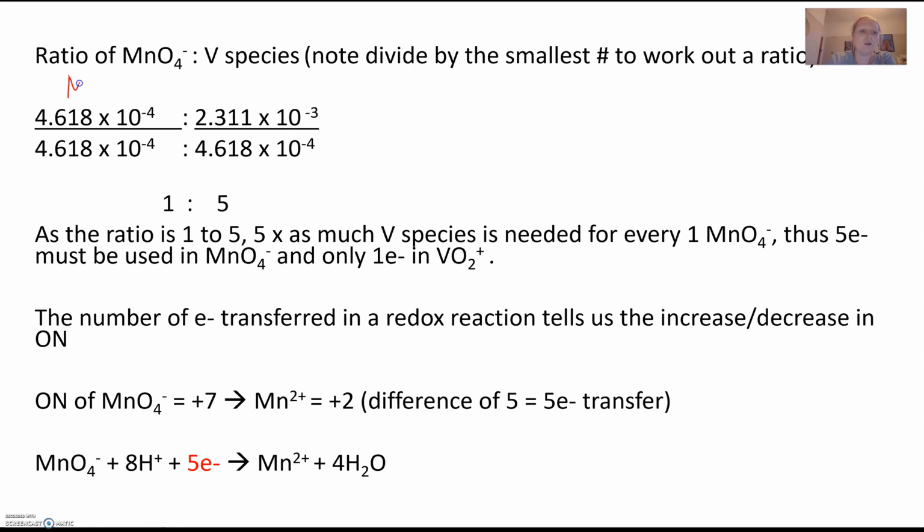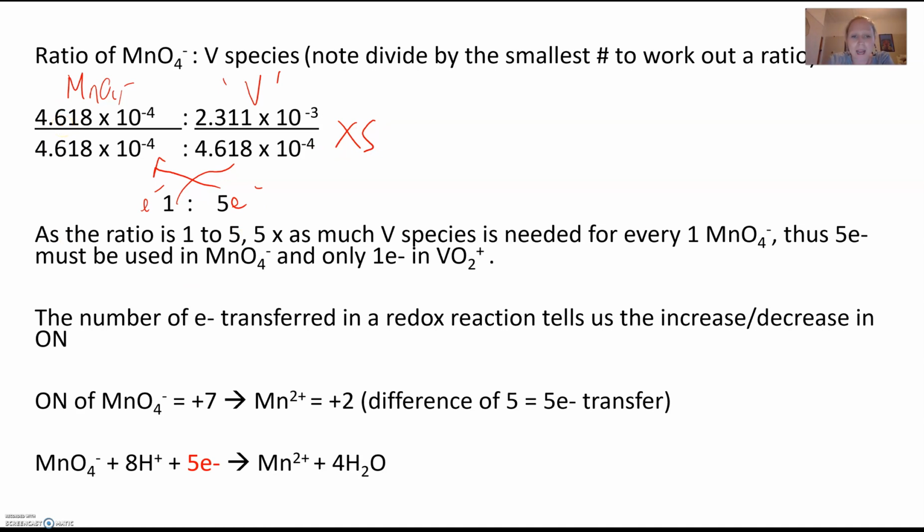So this here is your MnO4-. And this here is your vanadium species, that one that we don't know. Now, because it's 1 to 5, that means that's effectively the numbers that you would times the reaction by, which means that you actually switch it round. So that means the MnO4- has a 5 electron transfer and the vanadium one is a 1 electron transfer. And that's what that means, because you'd have to times this reaction by 5 to make it equal the MnO4- reaction.